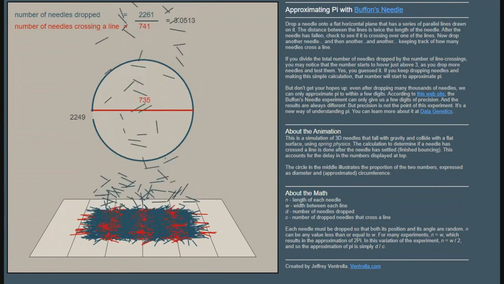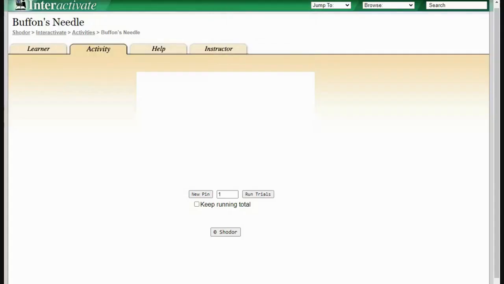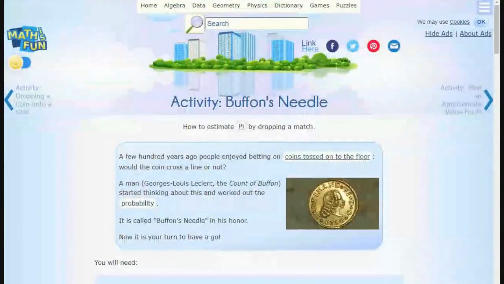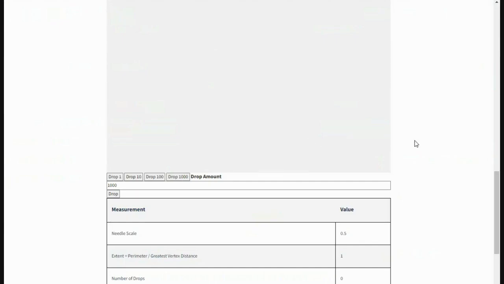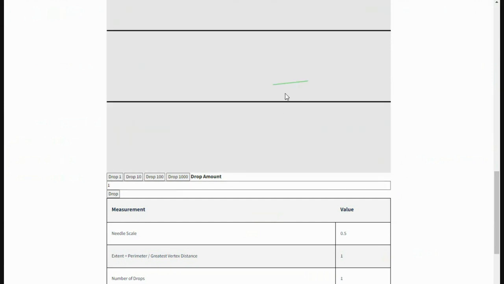There's several of these you can find on the internet. Here's one. I don't like that one. I'm going to go up to this one. There's the one I like. So this one, let's just drop 1. So it drops 1. Or I can drop 10 at a time.